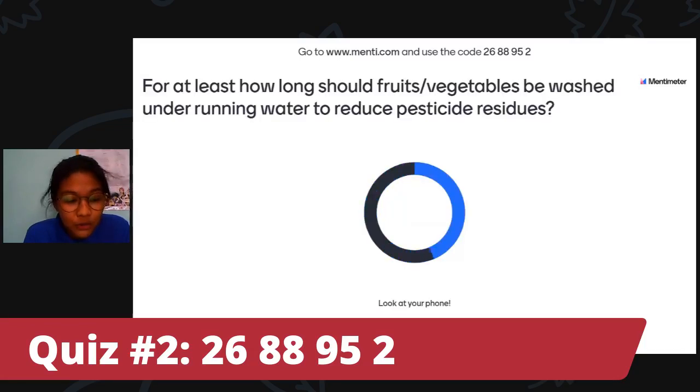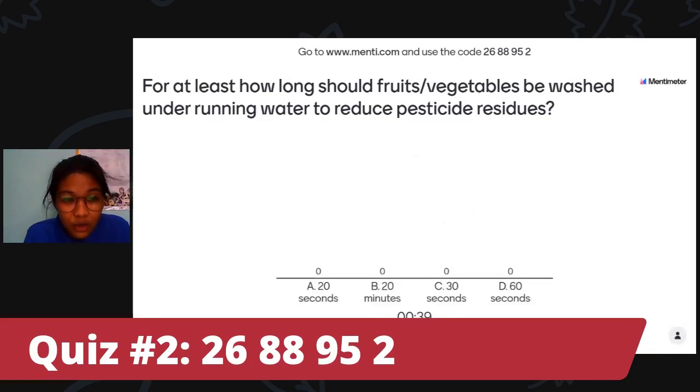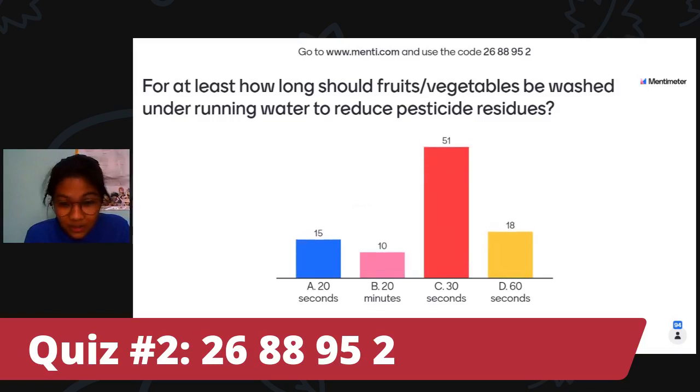For at least how long should fruits and vegetables be washed under running water to reduce pesticide residues? Is it A, 20 seconds, B, 20 minutes, C, 30 seconds, D, 60 seconds? Kasama na dito yung pag-rub habang hinuhugasan ng mga fruits and vegetables sa running water. We have 5 seconds left. 2, 1, time's up. Answers in.